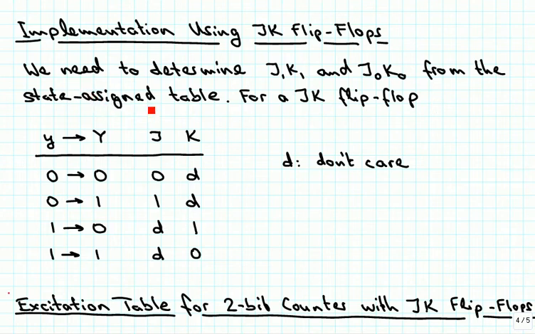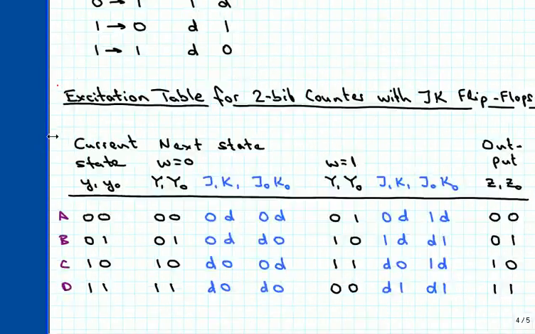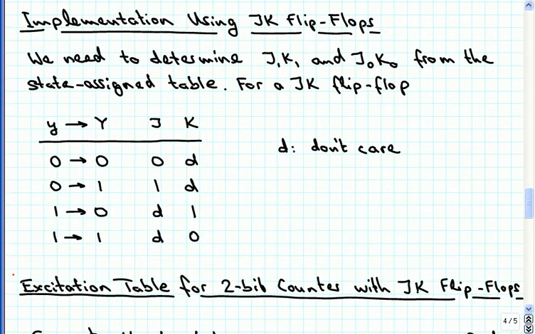For JK flip-flop, if we want to go from a 0 at the current state to a 0 for the next state, then we have to choose J to be 0 and K can be a don't care. Because if both J and K are 0, that means that the JK flip-flop stays in the same state, and so 0 will indeed go into 0. If K is equal to 1, then we have 0, 1 for JK, and that means that we reset the flip-flop, and so it also goes into the next state 0.